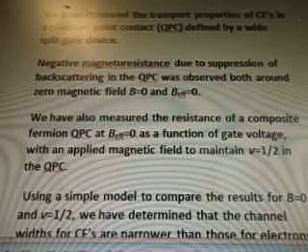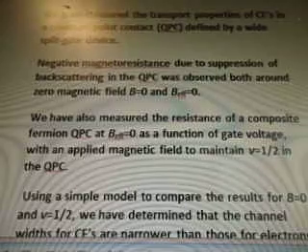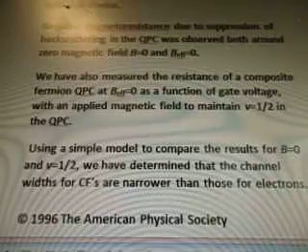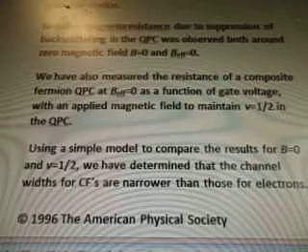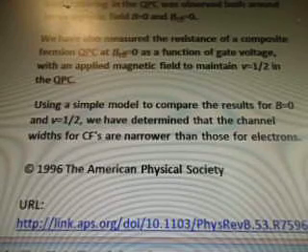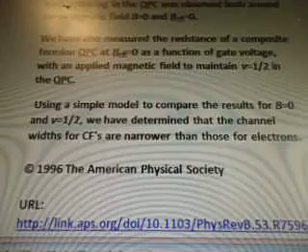field B equals zero and B_eff equals zero. We have also measured the resistance of a composite fermion QPC at B_eff equals zero as a function of gate voltage, which with an applied magnetic field to maintain V equals 1 divided by 2 in the QPC.